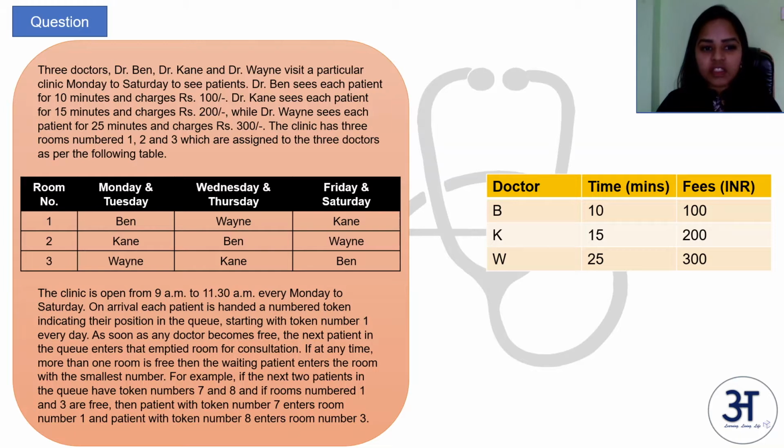On arrival, each patient is handed a numbered token indicating their position in the queue, starting with token number 1 every day. As soon as any doctor becomes free, the next patient in the queue enters the empty room for consultation. If at any time more than one room is free, then the waiting patient enters the room with the smallest number. So this is very clear. The patient enters whatever room is empty, and if more than one room is empty, say 2 or 3 rooms are empty, then he will enter that room with the least room number. So that is explained here with the help of an example.